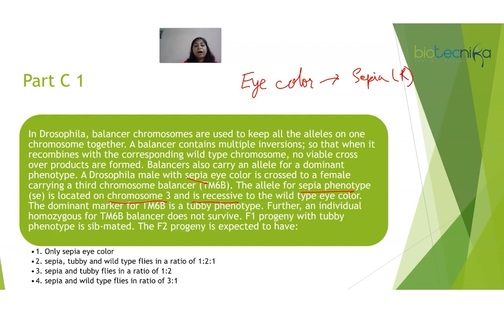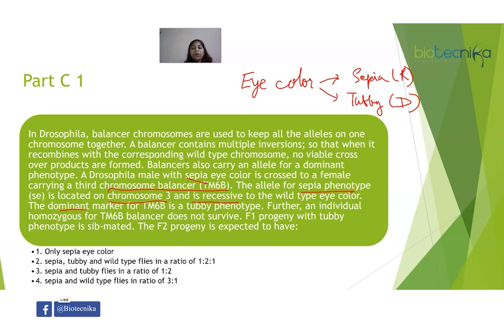The dominant marker on TM6B, which is the balancer chromosome mentioned here, is a tubby phenotype. That is dominant. Further, an individual homozygous for TM6B balancer does not survive. Now, F1 progeny with tubby phenotype is selfed. The F2 progeny is expected to have which one of the following will be correct.